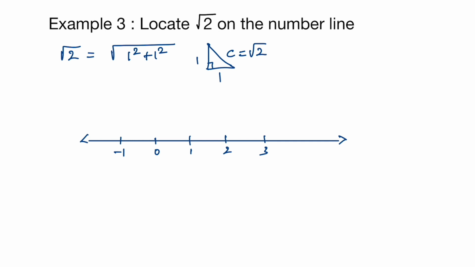The hypotenuse is root 2. So now we are going to use this. So we have 1 unit here, right? Let me just draw it a bit more clearly. This is 1 unit, right?